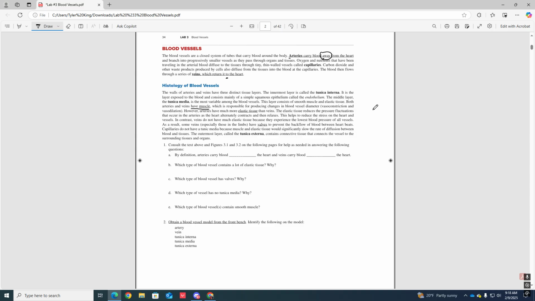So if a different part of your body needs more blood, such as when you're running a race or something, you're going to want to vasodilate your arteries or your veins near those muscles because more blood needs to be pumped into those to be able to supply them.